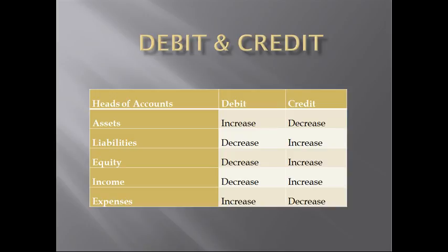Now here, assets increase when they are debited and decrease when they are credited. Liabilities decrease when they are debited and increase when they are credited. Equity decreases when it is debited and increases when it is credited. Income decreases when it is debited and increases when it is credited. Expenses increase when they are debited and decrease when they are credited.